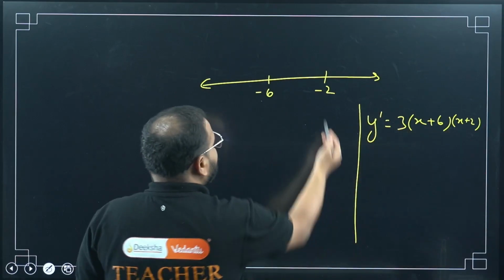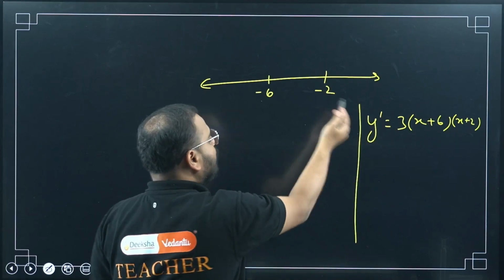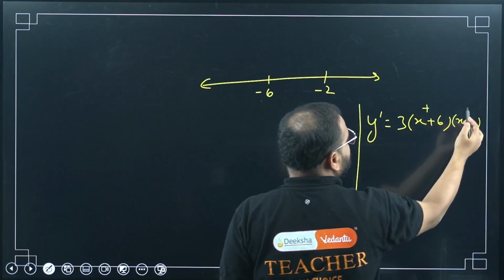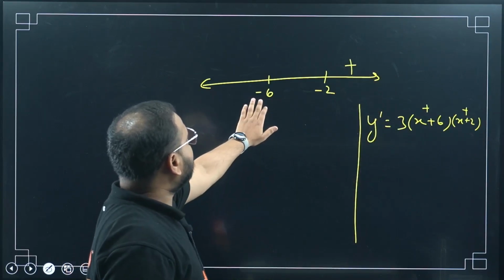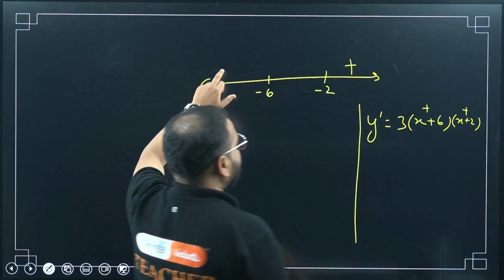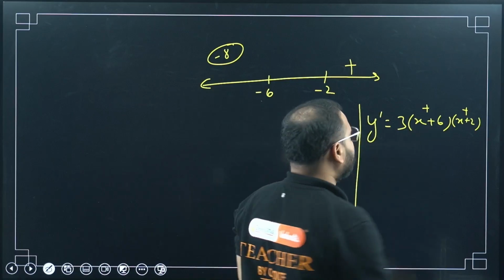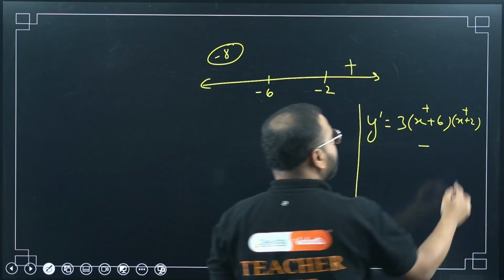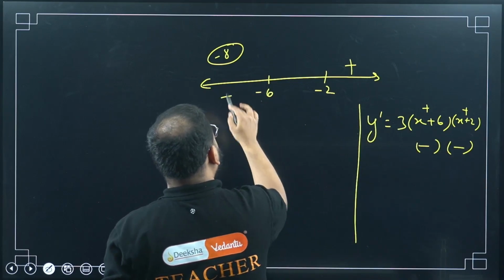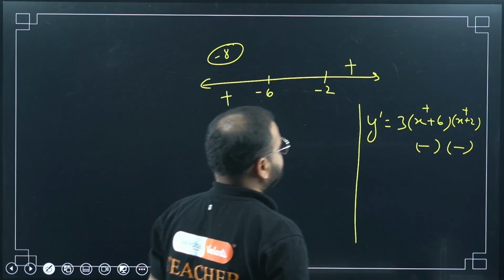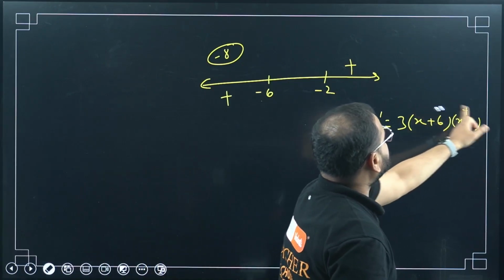Now check the trend. I take a number more than -2, take 0. If I take 0, this will be positive, this will be positive. So positive. Now take a number less than -6, let's take -8. -8 plus 6 will be negative, -8 plus 2 will be again negative. Negative into negative will be positive. What about the middle? Take -5. I'm not putting the values, I'm just looking for the trend.